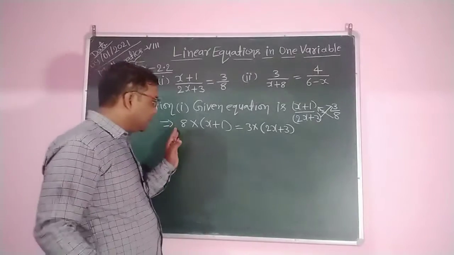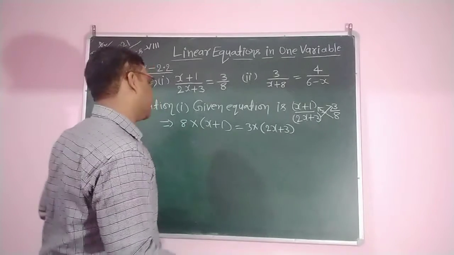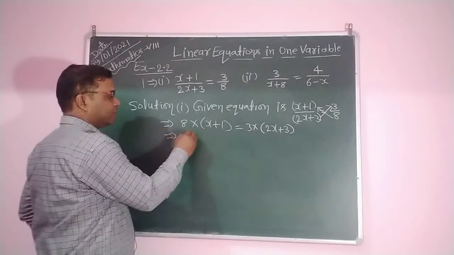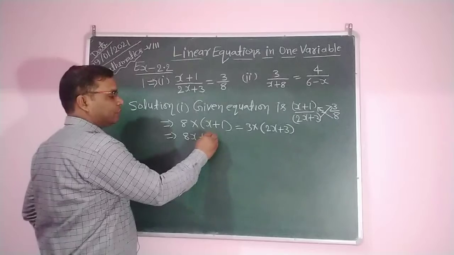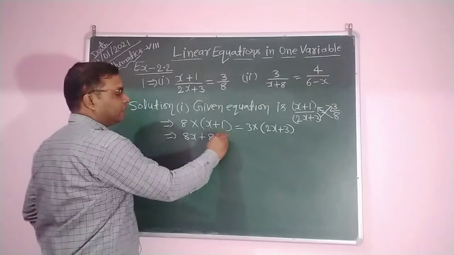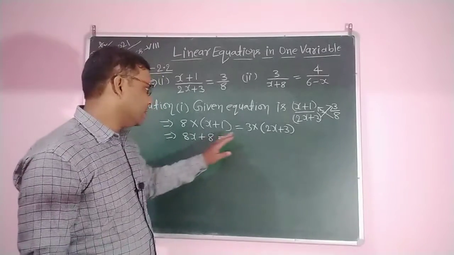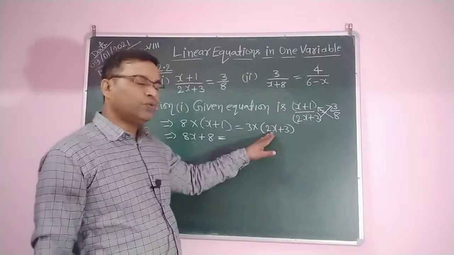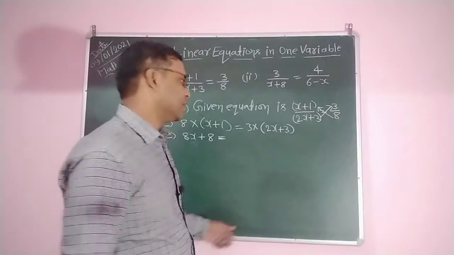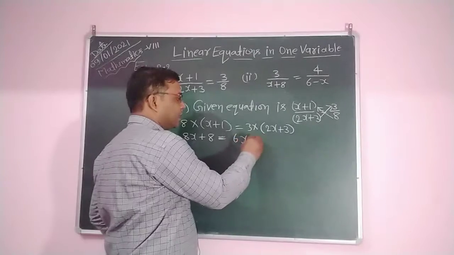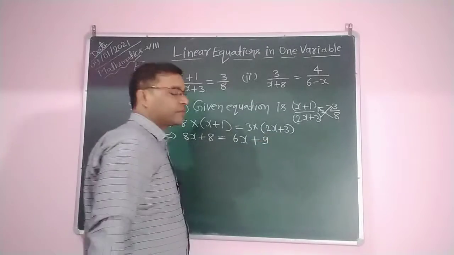Here, 8 multiplied by x, so 8 into x is equal to 8x. And here plus, we write as it is, 8 into 1 is equal to again 8. 1 is called the multiplicative identity. Clear? And on the right hand side, we have 3 into (2x + 3). When 3 multiplies 2x, we get 6x. And here plus, as it is, 3 into 3 is equal to 9.